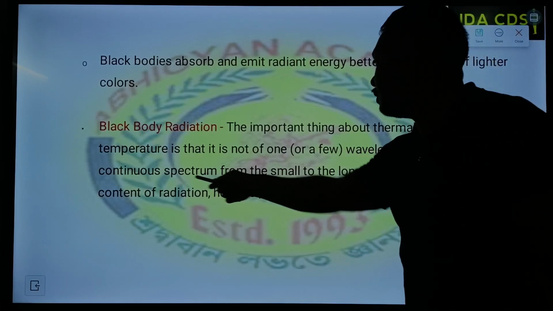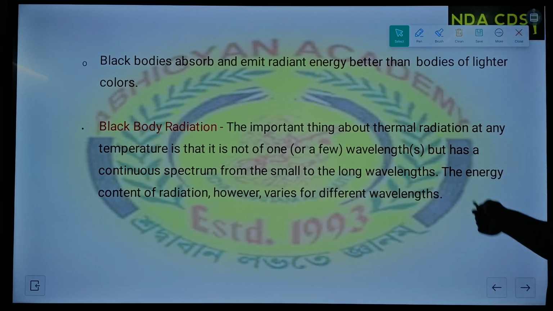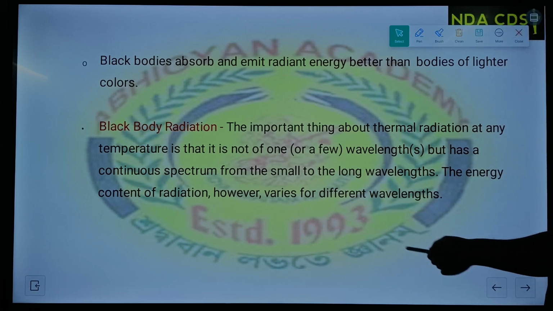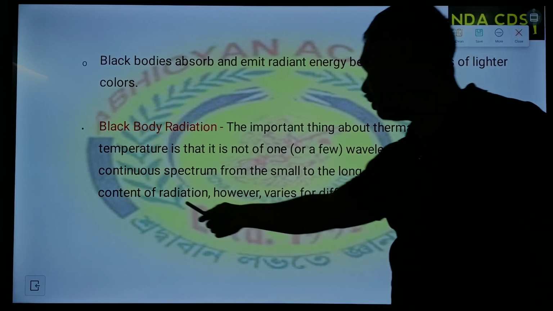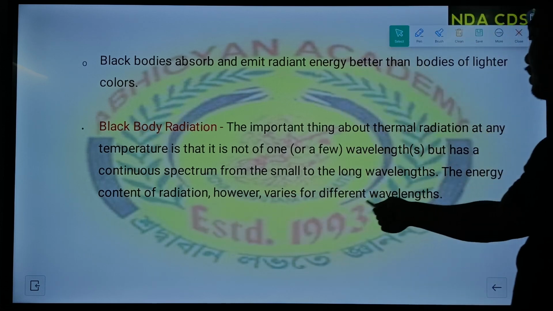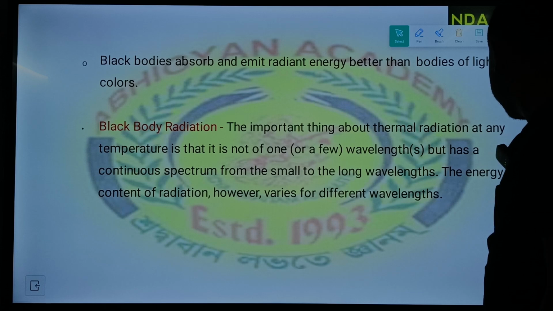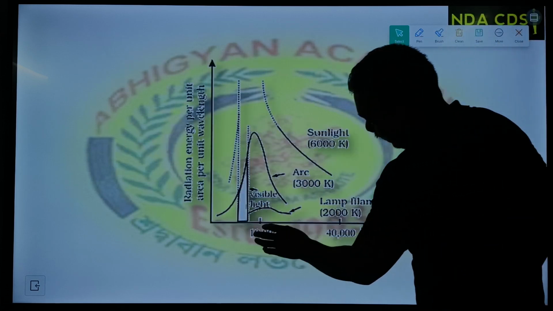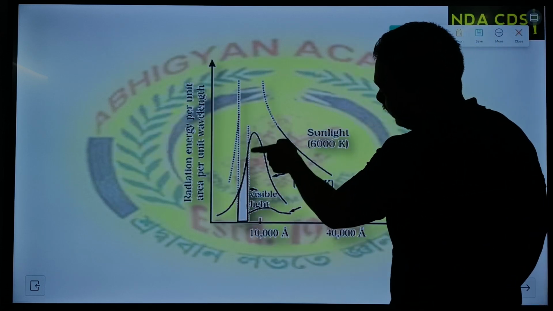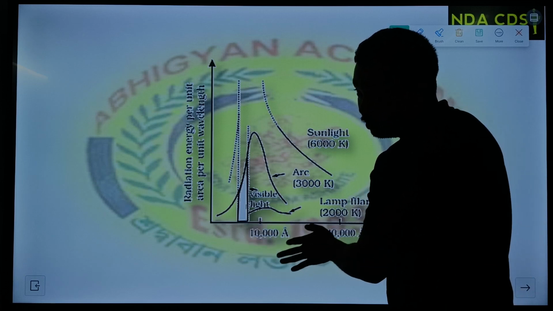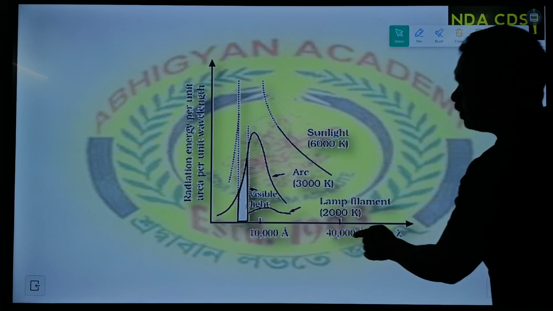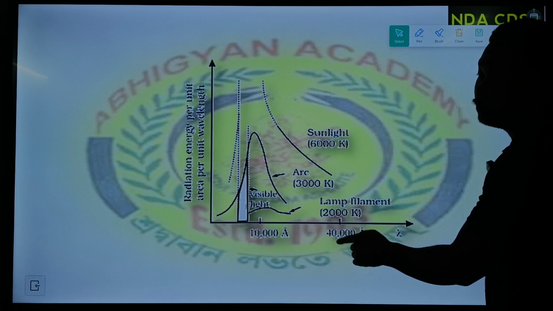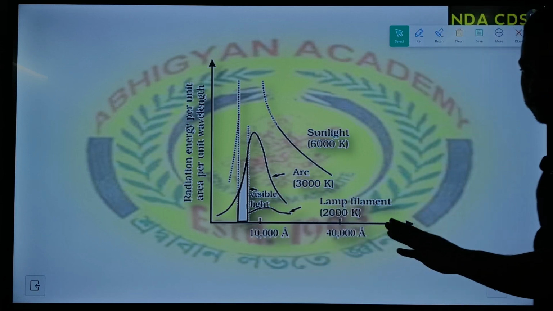It has a continuous spectrum from the small to the long wavelengths, say from 10,000 to 50,000, 60,000 angstrom. The energy content of radiation, however, varies for different wavelengths. That means the energy this radiation has at 10,000 angstrom will be different from the energy it has at 40,000 angstrom. This is what they're saying. Got my point?